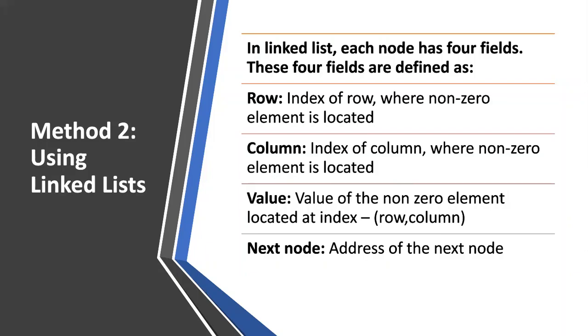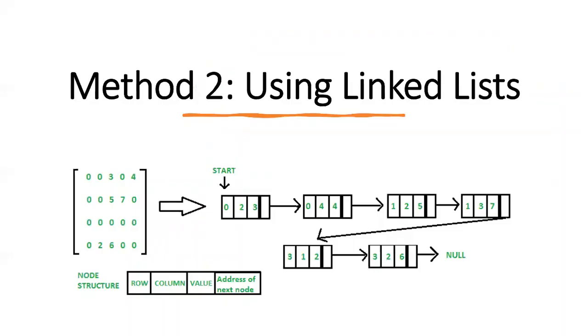Let us see how we will be dealing with it. So this is the one. This is considered as a sparse matrix. So this is the sparse matrix which we took before in the first method. So see this, this is the process.